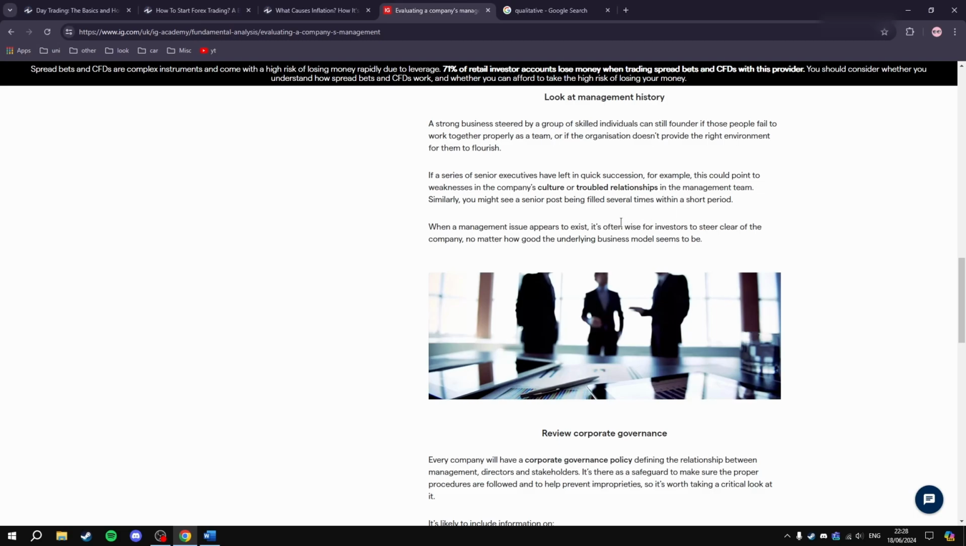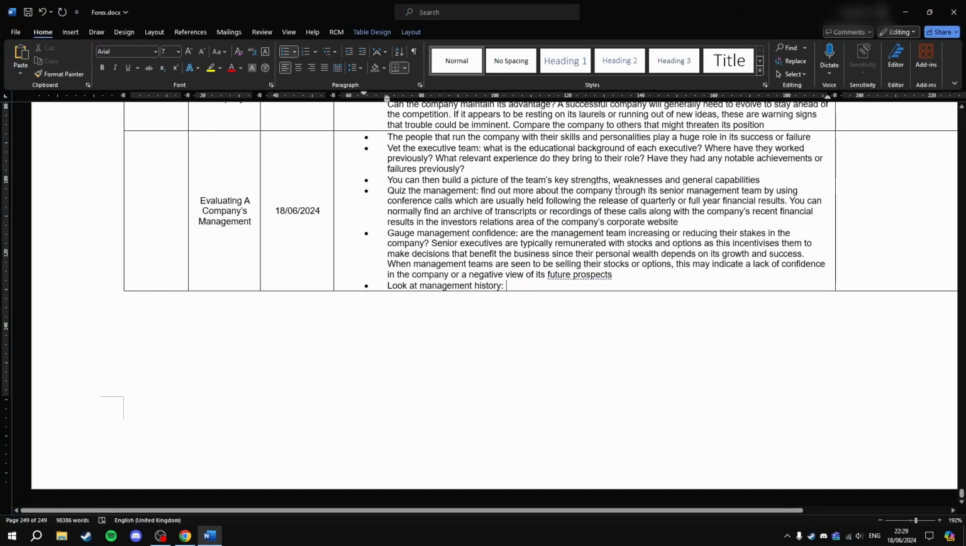Similarly, you might see a senior post being filled several times within a short period. When a management issue appears to exist, it's often wise for investors to steer clear of the company, no matter how good the underlying business model seems to be.